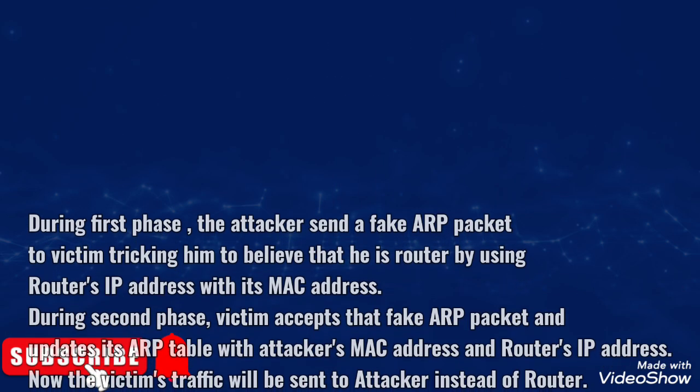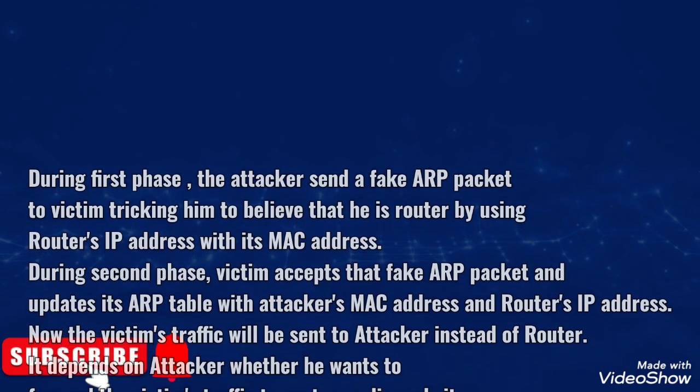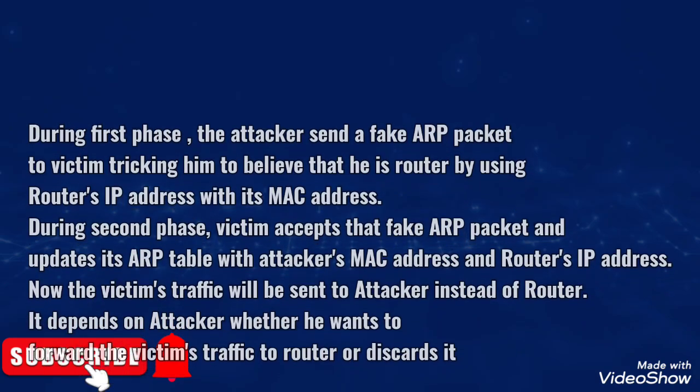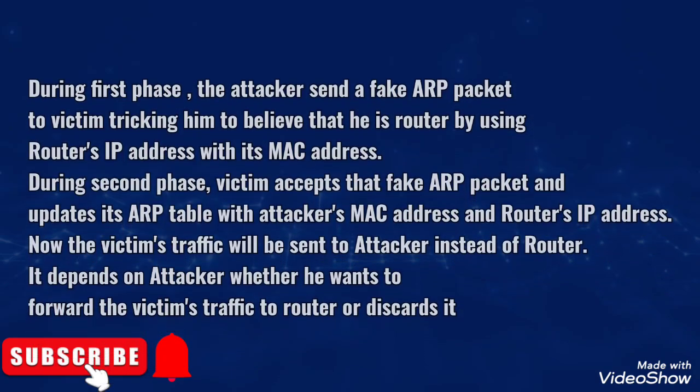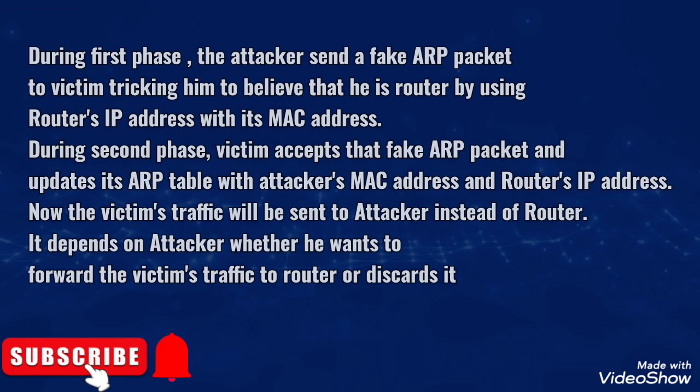During the first phase, the attacker sends a fake ARP packet to the victim, tricking him into believing that he is the router, by using the router's IP address with its own MAC address. During the second phase, the victim accepts that fake ARP packet and updates its ARP table with the attacker's MAC address and the router's IP address. Now the victim's traffic will be sent to the attacker instead of the router. It depends on the attacker whether he wants to forward the victim's traffic to the router or discard it.